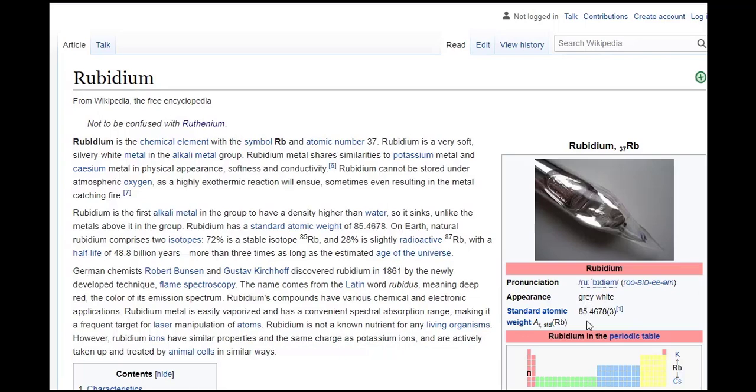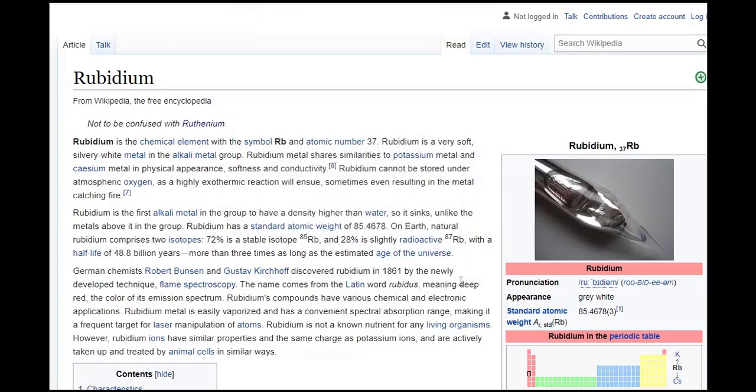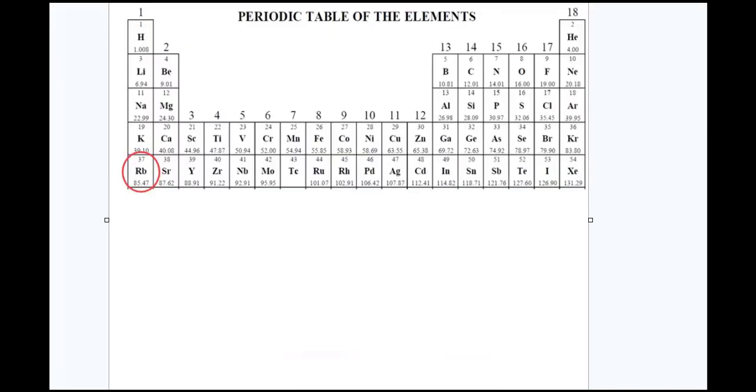Interesting is that the average atomic weight is 85.5, made from an 85 isotope of rubidium, and then 28% of this radioactive 87. But the radioactivity rate is pretty slow. It has a half-life of 49 billion years, so it's going to take a while for this radioactive 87 to eventually end up completely decaying, and then that'll lower our average atomic weight of rubidium. But let's go to what we're going to deal with.